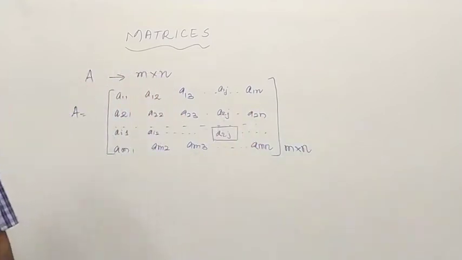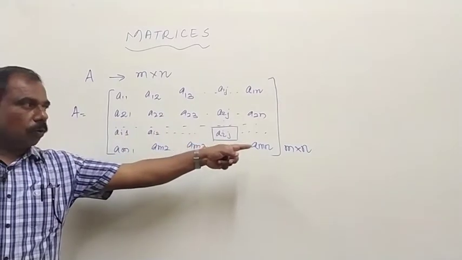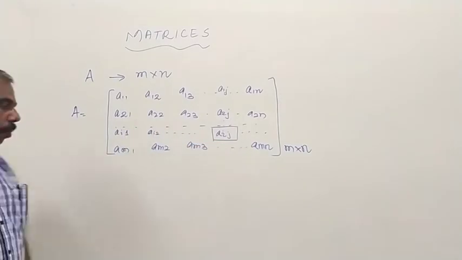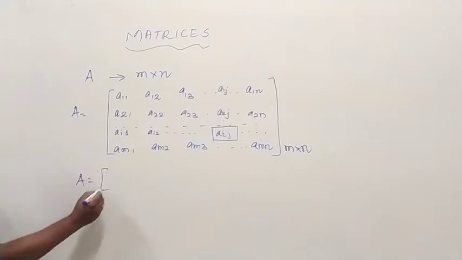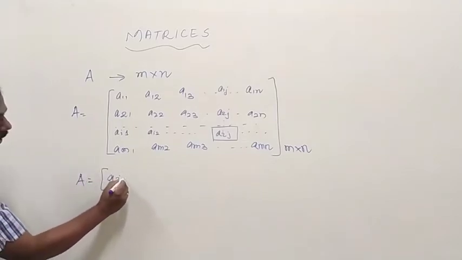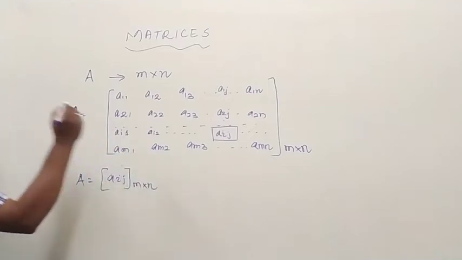So this is the usual representation of a matrix when it has order m by n, or in a simple way we write A is equal to the matrix Aij of order m by n.